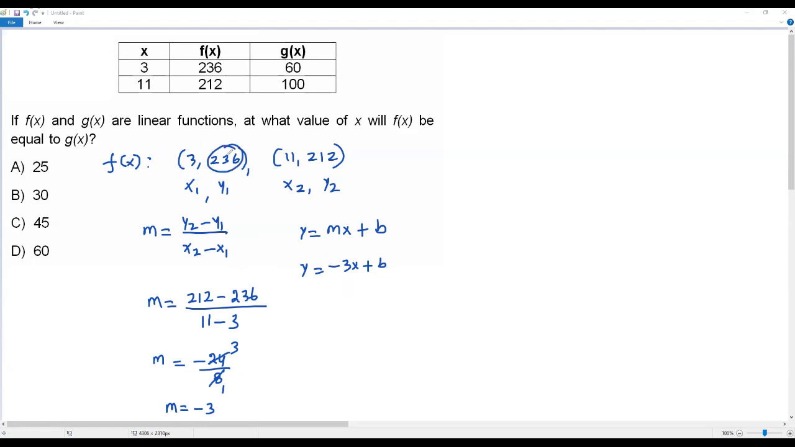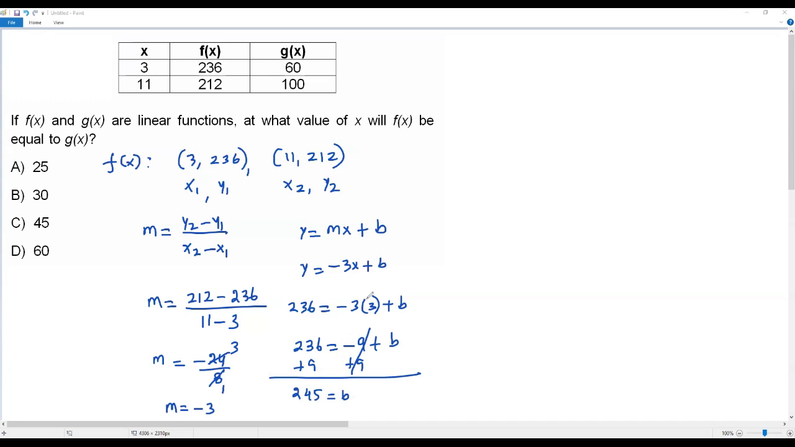I have to plug in the y coordinate 236 for y over here. Then I'm getting 236 equals negative 3 times, for this x I have to plug in 3, plus b. So 236 equals negative 3 times 3, which is negative 9, plus b. Now to solve for b, I have to add 9 to both sides to get rid of this negative 9. When I add, negative 9 and positive 9 cancel out. When I combine 236 and positive 9, I'm getting 245 as the value of b.